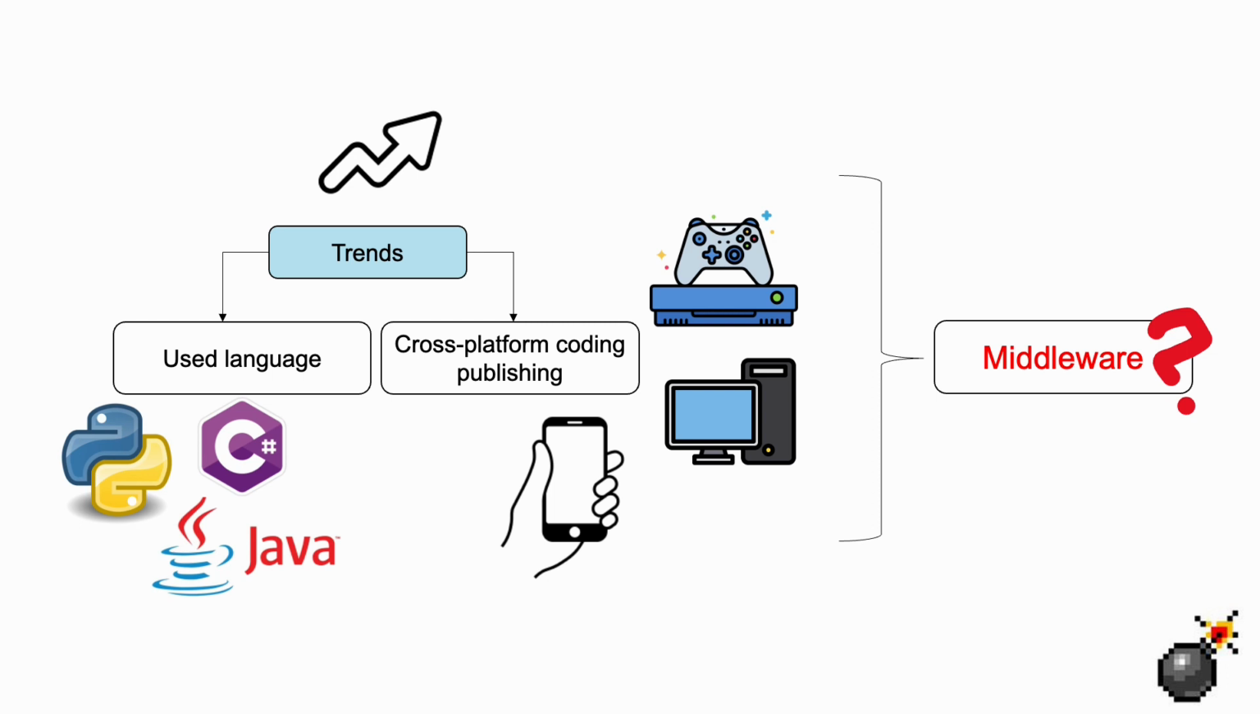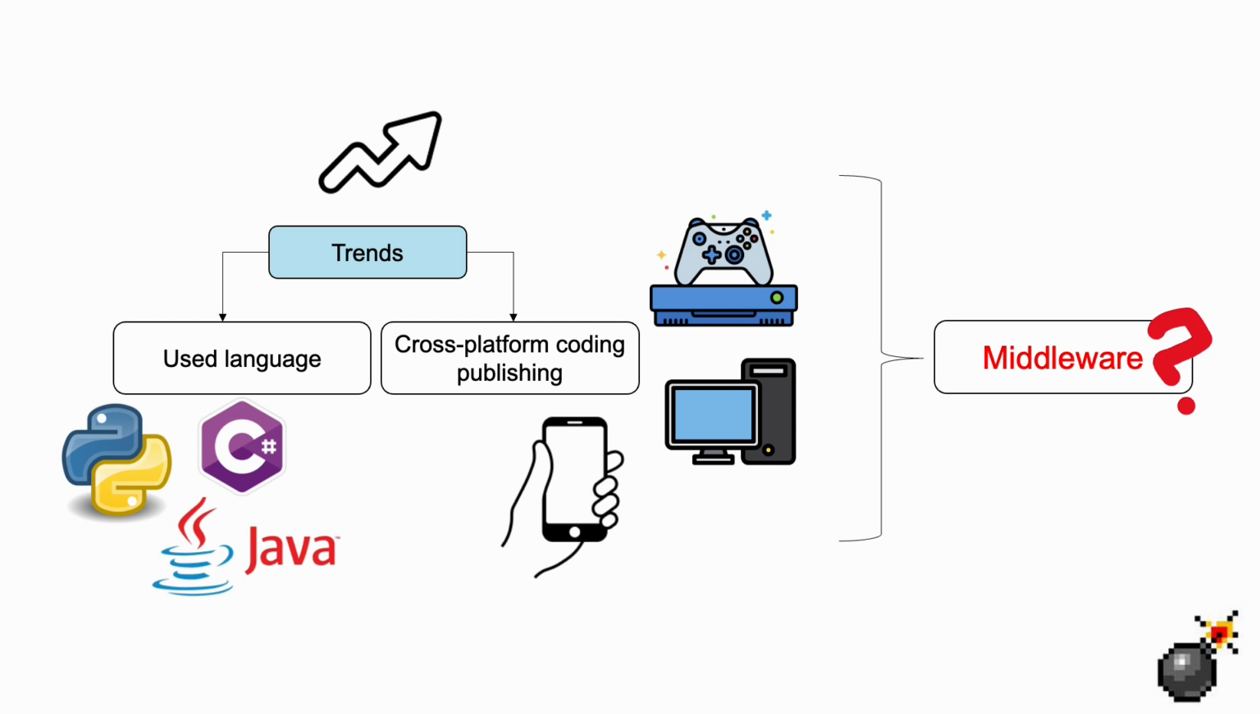Regarding game engines, today we have some trends which are being noticed. The first one is the used programming language, which is being deployed to produce some of the most successful games today. There we have things like Python, C++, C#, and Java. Also, we have the same code base in cross-platform publishing. It means the desktop environments, mobile devices, and game console systems.